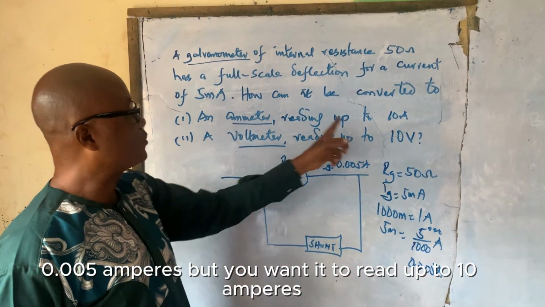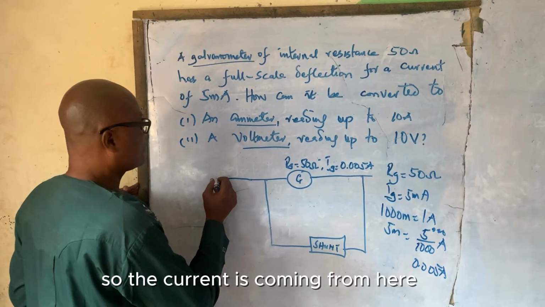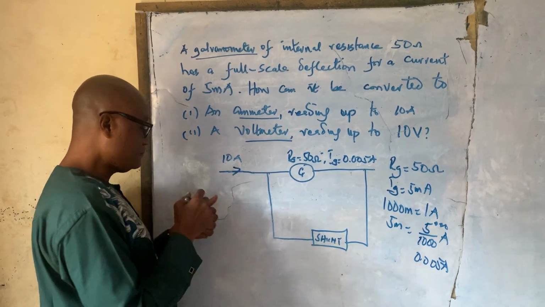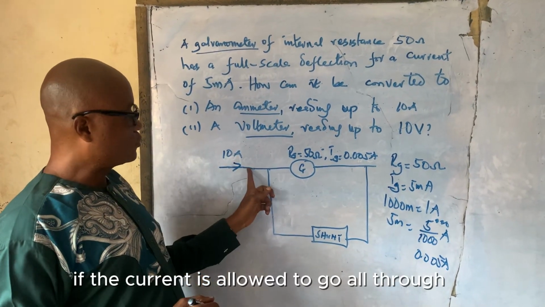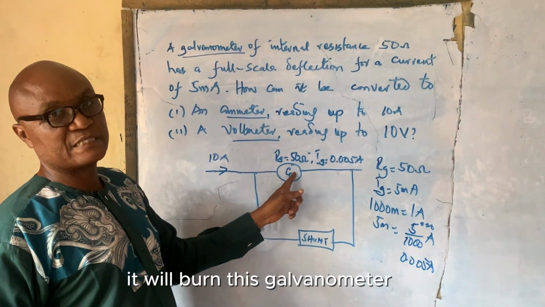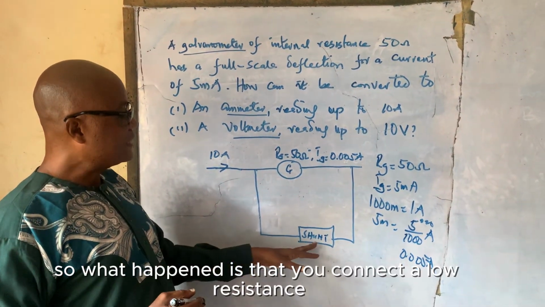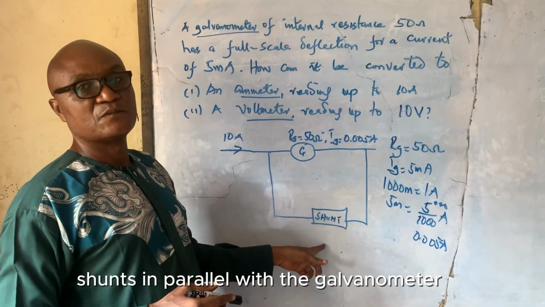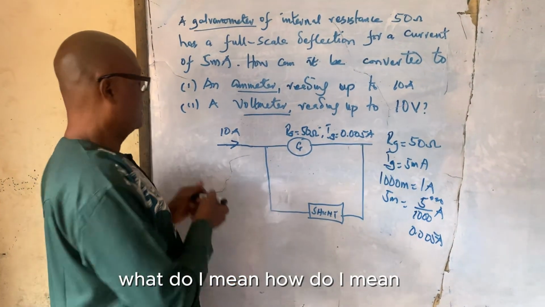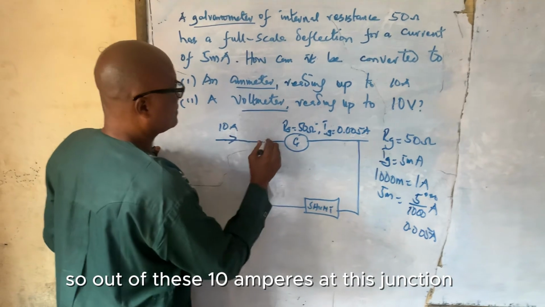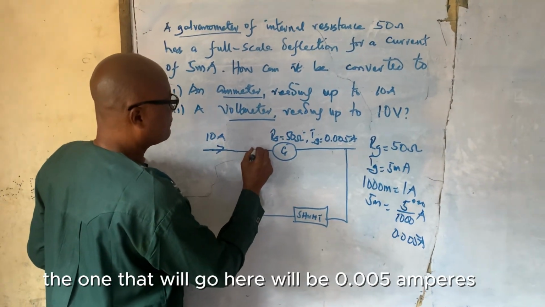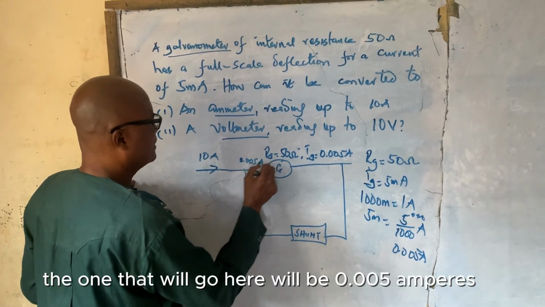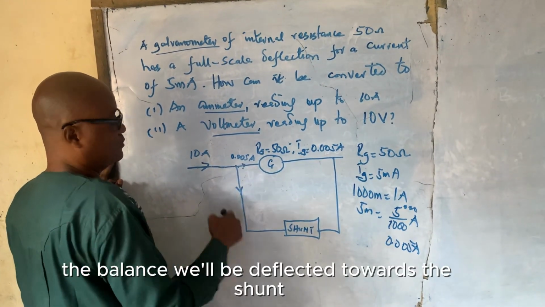That is the maximum current that this instrument can measure, 0.005 amperes. But we want it to read up to 10 amperes. So the current coming from here is 10 amperes. If the current is allowed to go all through, it will burn this galvanometer. So what you do is connect a low resistance shunt in parallel with the galvanometer. What do I mean? Out of these 10 amperes, at this junction, the one that will go here will be 0.005 amperes. The balance will be deflected towards the shunt.